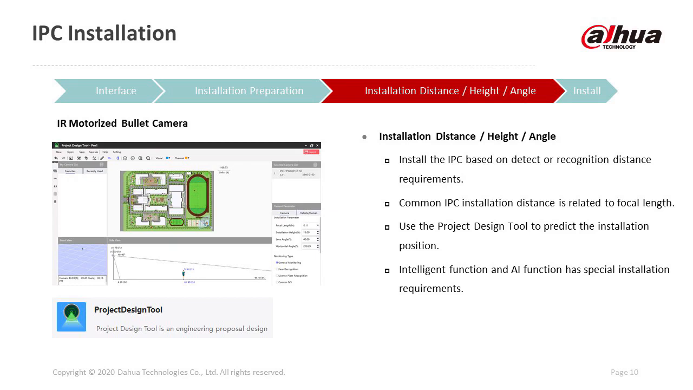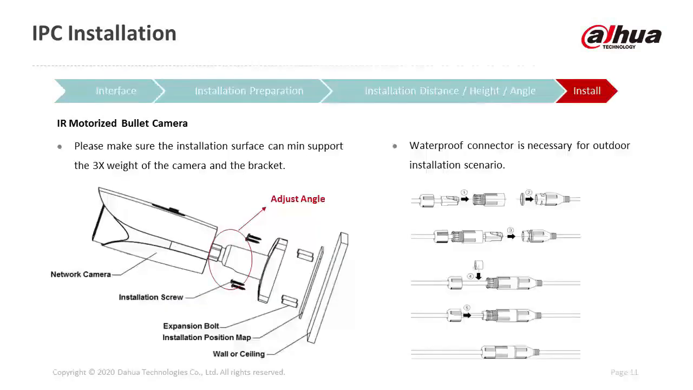Common IPC installation distance is related to focal length. Intelligent functions have special installation requirements. We can use the project design tool to predict the installation position. Please make sure the installation surface can support at least 3 times the weight of the camera and the bracket. If the camera is installed in an outdoor scenario, we should use a waterproof connector while connecting the network cable.